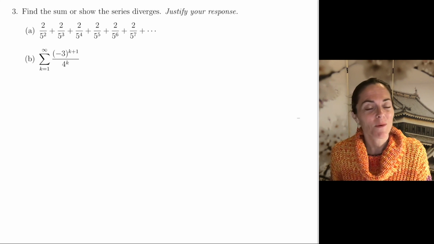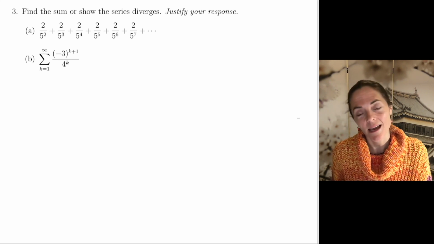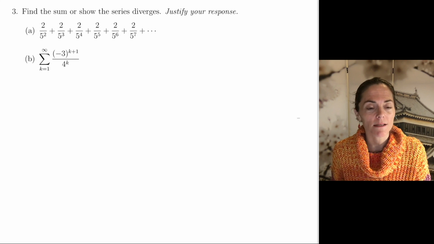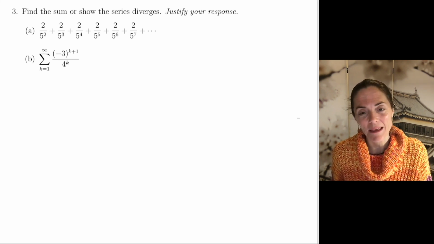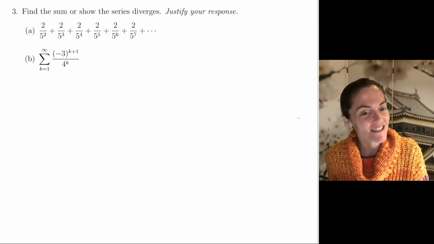Number 3, we will find the sum or show the series diverges, justify our response. There's a 3A, B, and C, and what we see on this page is A and B. We'll do these two first.